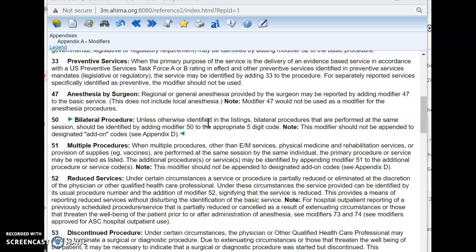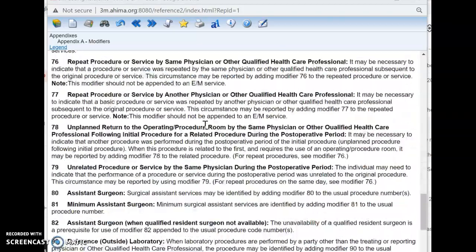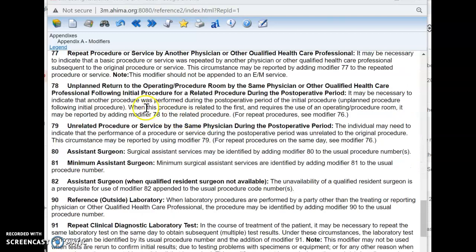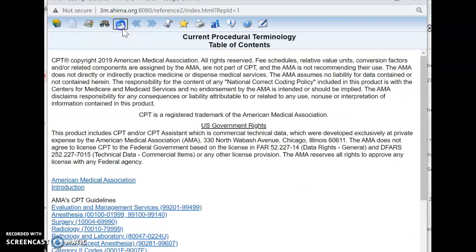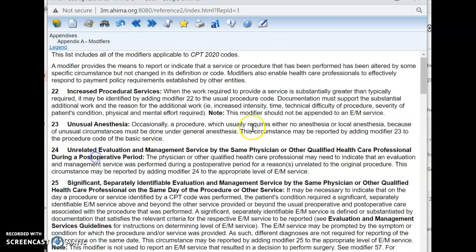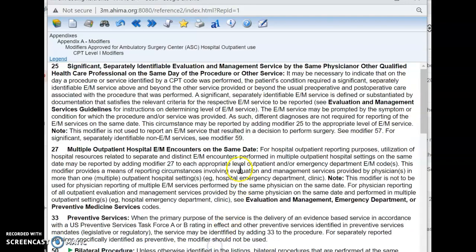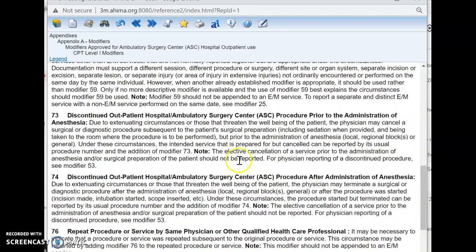Number 13. Here we have 13 is C, which is 73. So let's just go ahead and look at that modifier. And once again, I need to go back to our modifiers, I should say down below. Okay, 73. Discontinued outpatient hospital ambulatory surgery prior to the administration of anesthesia.